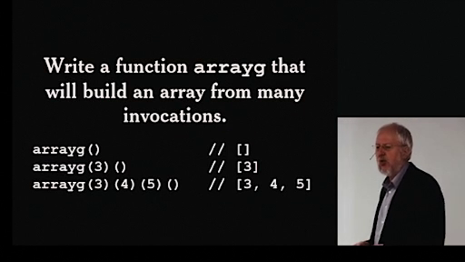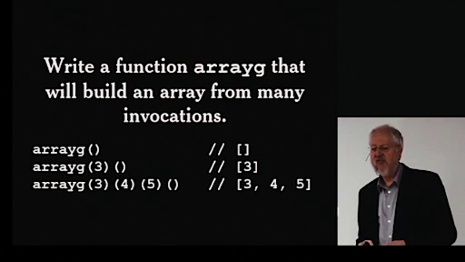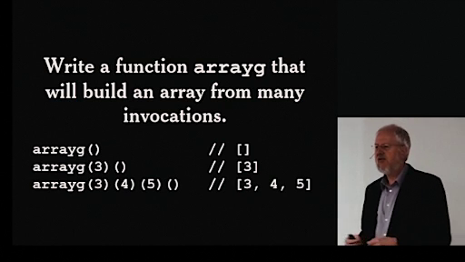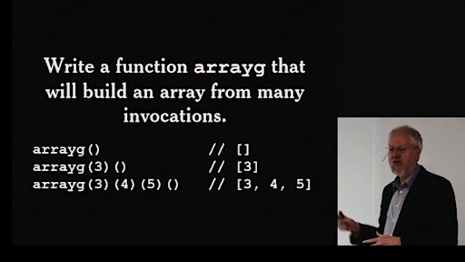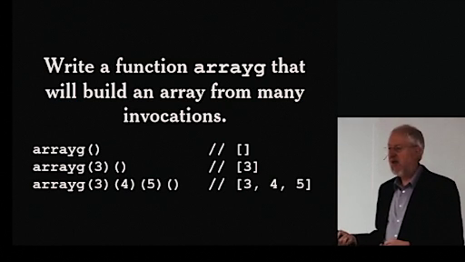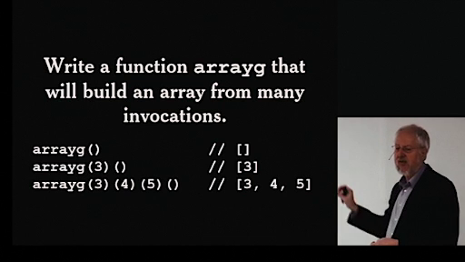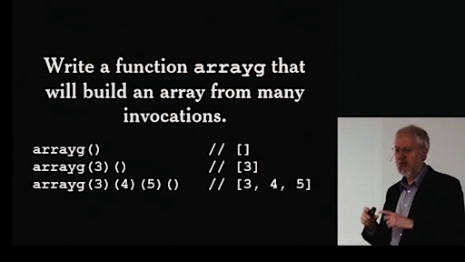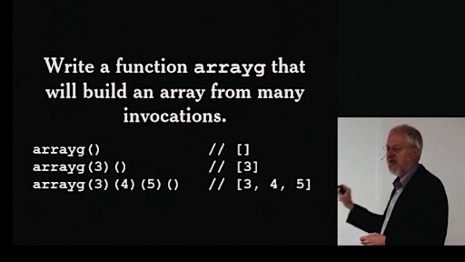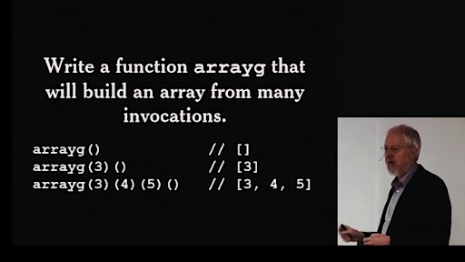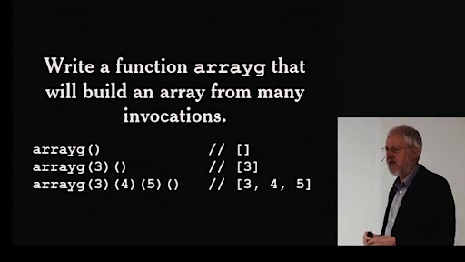Write a function array G that will build an array from many invocations. So if we call array G and pass it nothing, it returns an empty array. If we pass it 3 and then nothing, it returns the array containing 3. If we pass it 3 and then 4 and then 5 and nothing, it returns 3, 4, and 5.